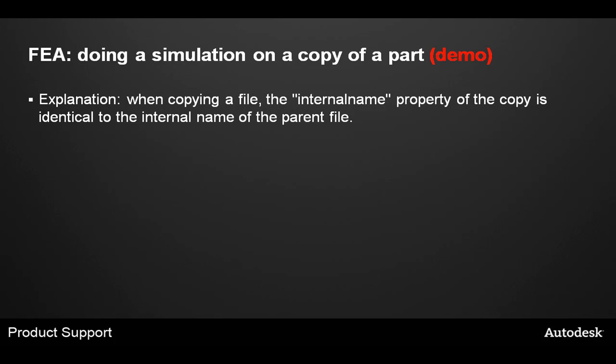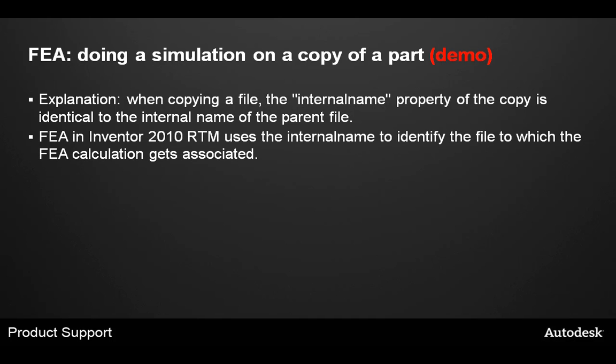Well, let me first give you the explanation on why this happens. So when you copy a file, the internal name property in that file is kept identical. So we are not changing the internal name property. The second thing you need to know is that FEA in 2010 uses that internal name to identify the file that it wants to associate the calculations to. So it's not surprising that Inventor mixes up at that point.